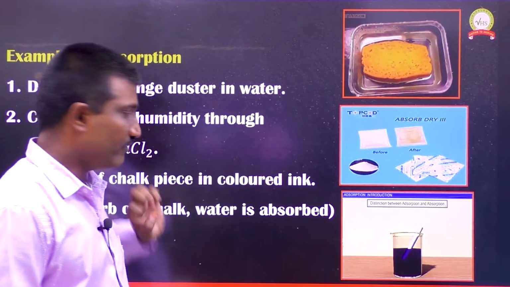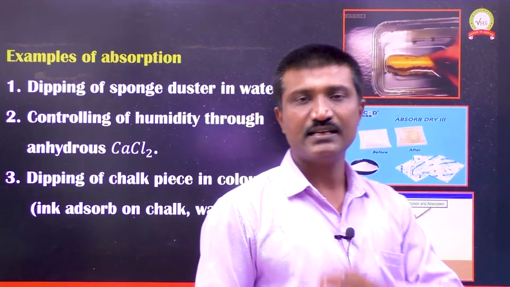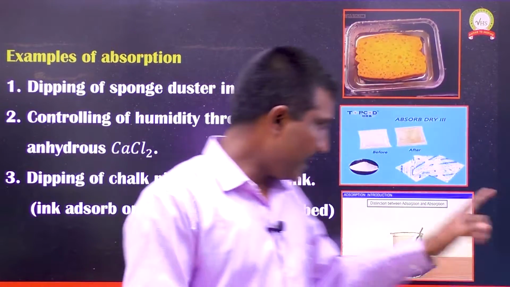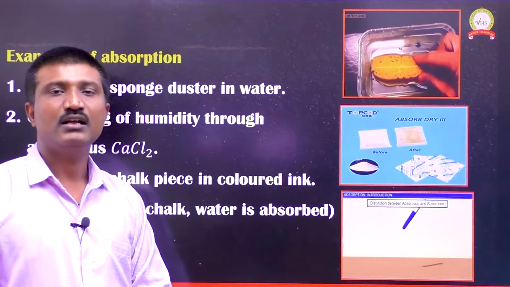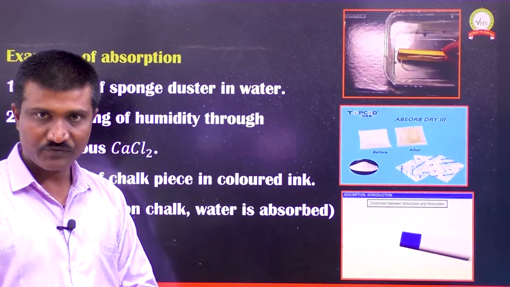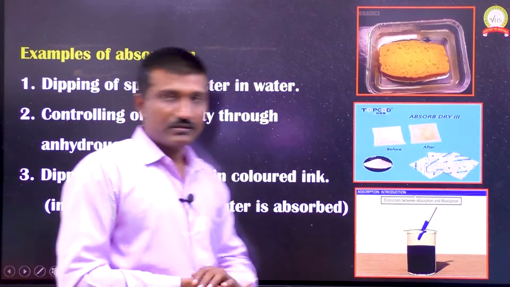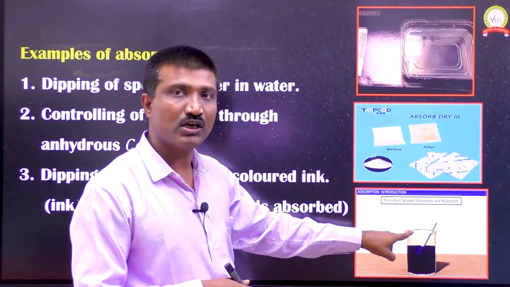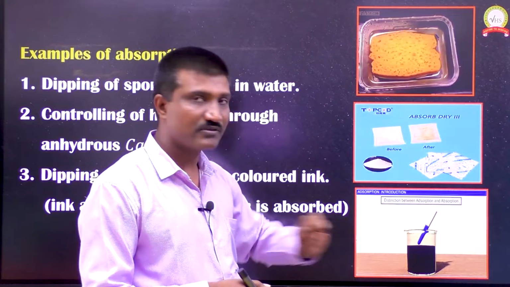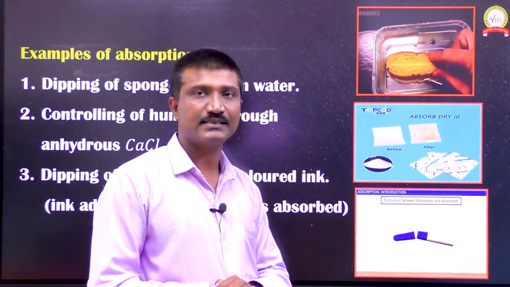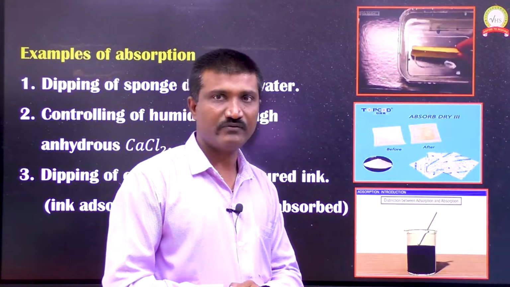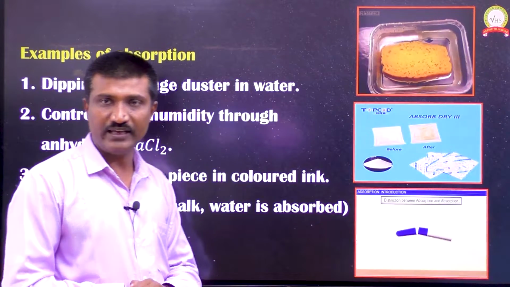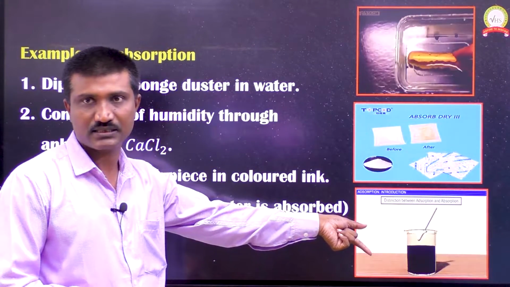Okay. So, now we have discussed what is adsorption, what is absorption, and what is the difference between them. In some processes like dipping of the chalk piece in colored ink, both adsorption and absorption are taking place. If adsorption and absorption both take place, then we call that the sorption process. This is the best example for sorption, where adsorption and absorption simultaneously take place, right.